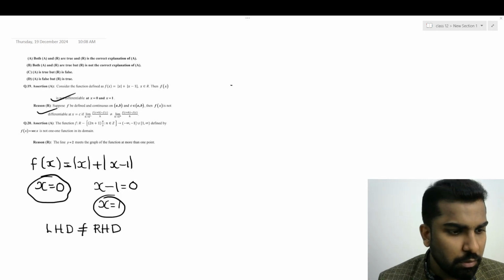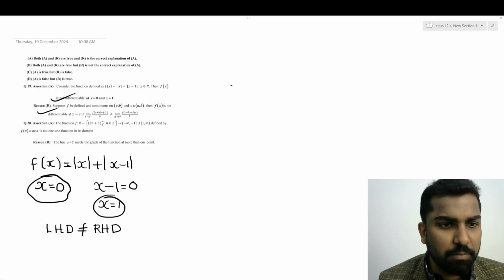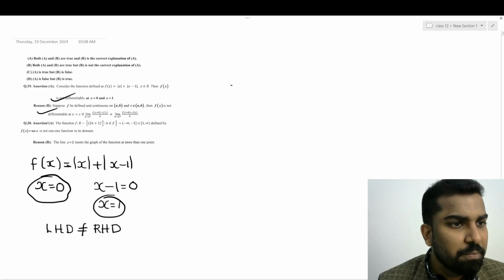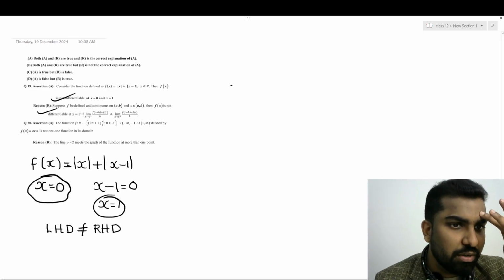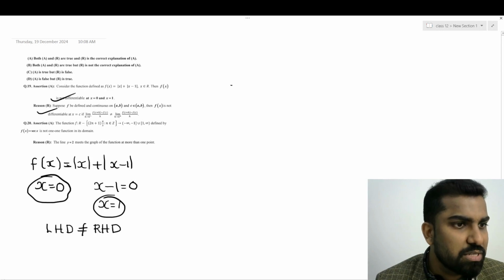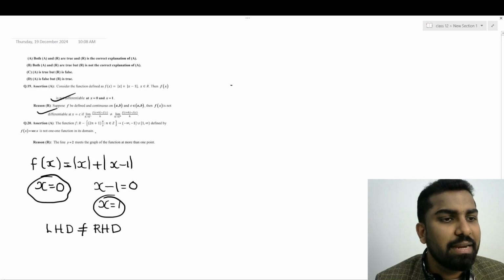All right, now let's discuss the next question from assertion and reason. The function f from R minus 2n plus 1 pi by 2, n belongs to Z, to minus infinity to minus 1 union 1 to infinity, defined by f of x equal to sec x, is not one-one in its domain. So the assertion is perfectly fine. Why is it perfectly fine?